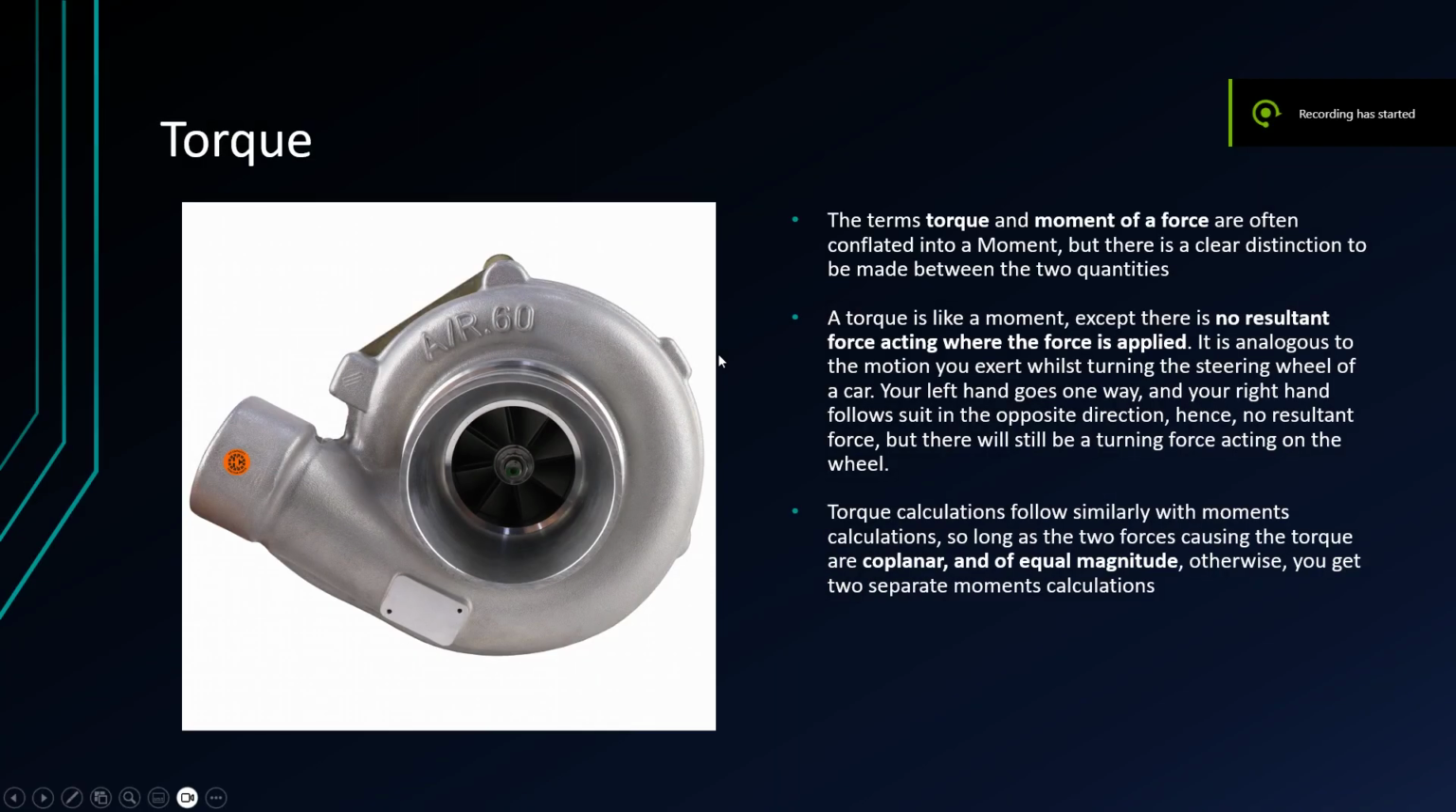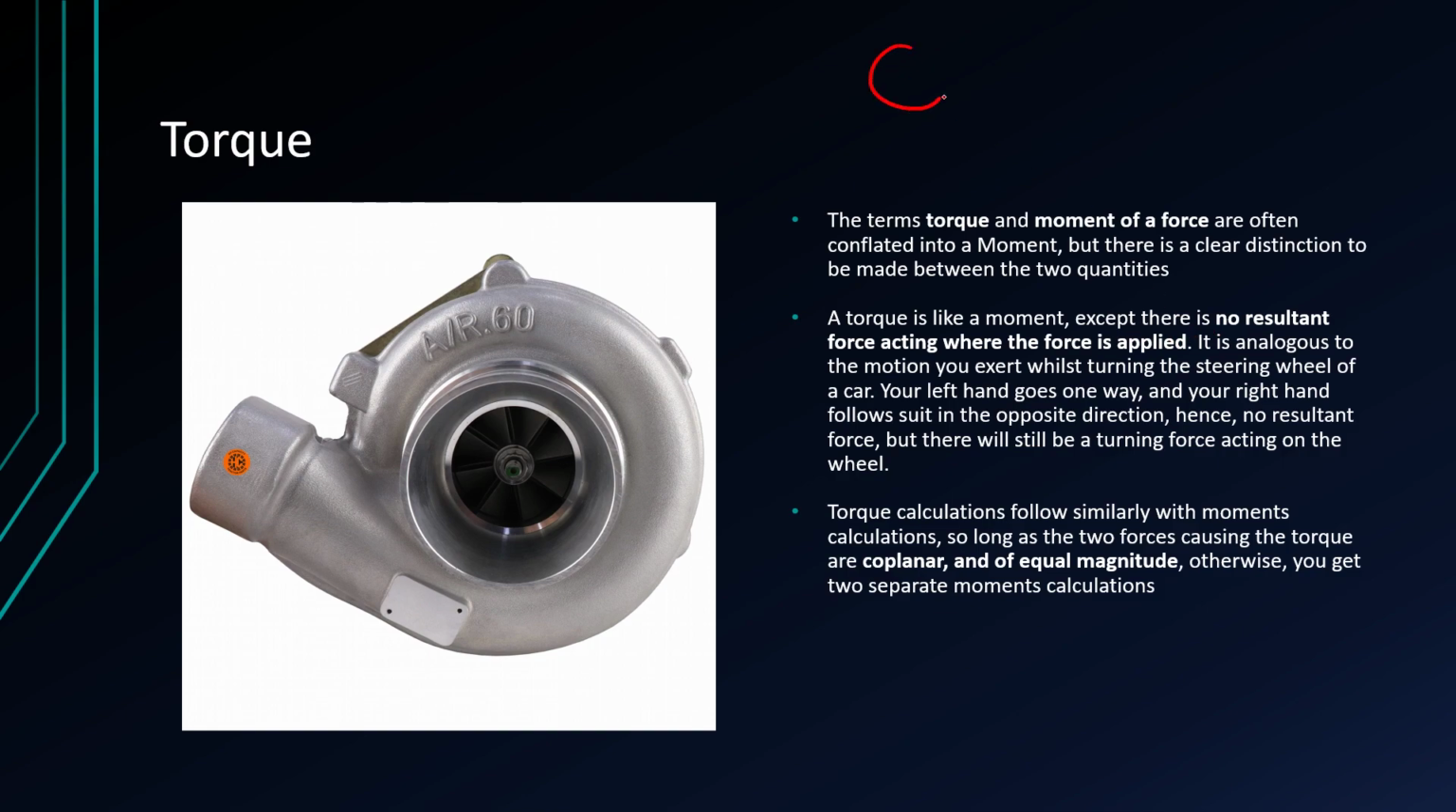So now we're going to be looking at torques and how this links into equilibrium of a rigid body. The torque and moment of a force are often conflated into either moments or torque, but there is a distinction to be made. Torque is actually just a moment with no resultant force.